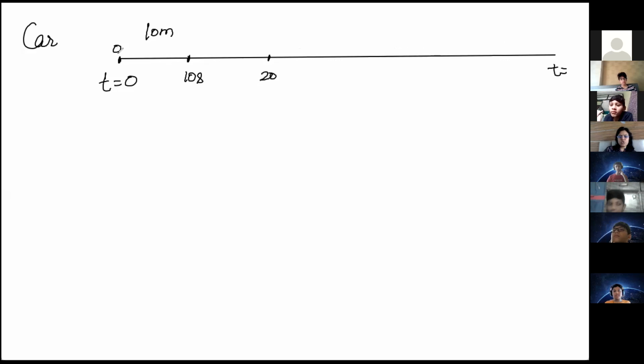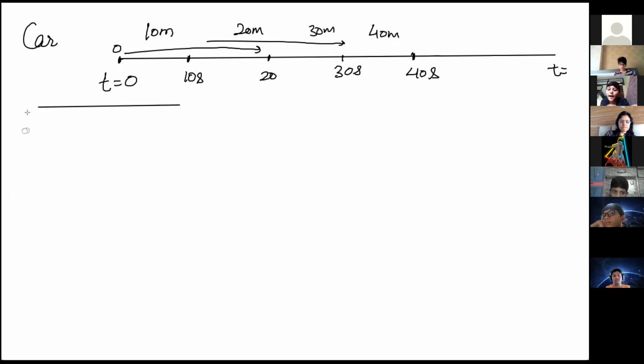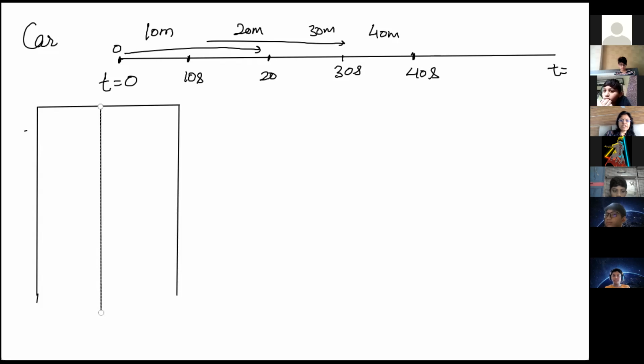In 20 seconds, total distance covered is 20 meter. Means from here to here it is 20 meter. In 30 seconds, total distance covered is 30 meter. Like this, suppose it goes on. After 40 seconds, it covers 40 meter distance. So I'm writing this in the form of a table. I'll make a table like this. Ma'am, the speed is constant. Correct, speed is constant. At 50 seconds the distance is 50 meters. So every time, if you want, you can calculate the speed also, because now you know the formula.